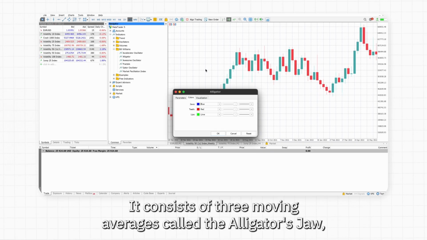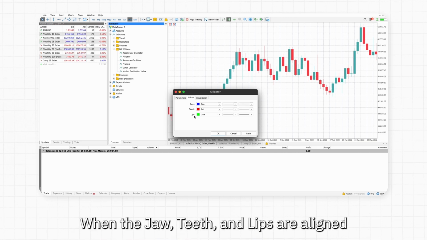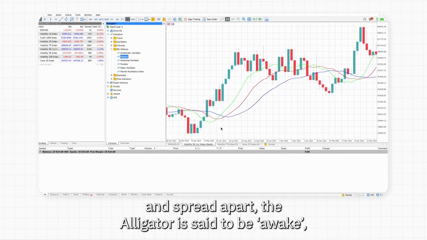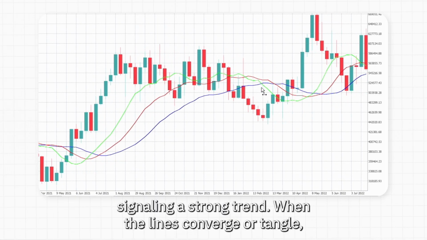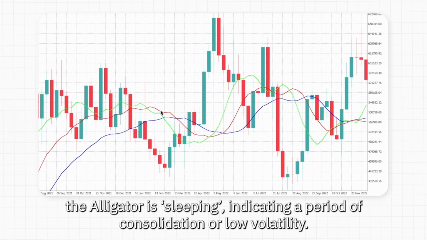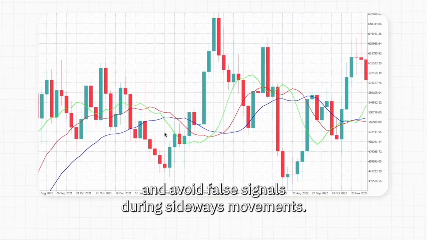It consists of three moving averages called the alligator's jaw, teeth, and lips. When the jaw, teeth, and lips are aligned and spread apart, the alligator is said to be awake, signaling a strong trend. When the lines converge or tangle, the alligator is sleeping, indicating a period of consolidation or low volatility. This indicator helps traders stay in line with the market trend and avoid false signals during sideways movements.